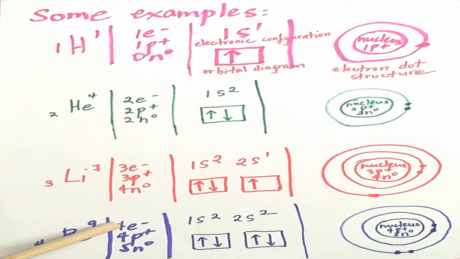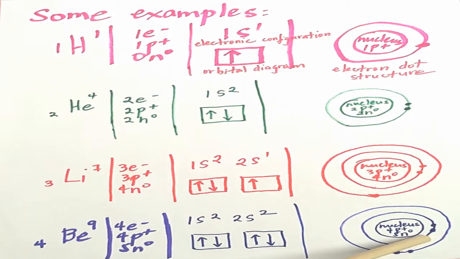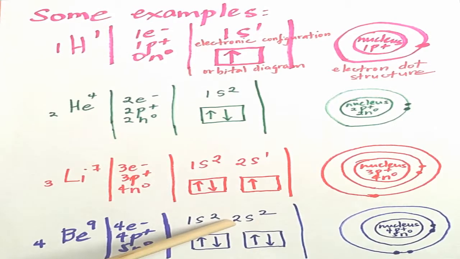Moving on to beryllium. Beryllium-4,9 has 4 electrons, so its electronic configuration is 1s2, 2s2. Its orbital diagram has two boxes here representing the orbitals. And if you were to draw the atom, you have here the nucleus with the 4 protons and the 5 neutrons, and you have two orbitals. The first one represents 1s2, and you have the 2 electrons there, and the second orbital represents the 2 electrons in the 2s orbital, and it would look like this.